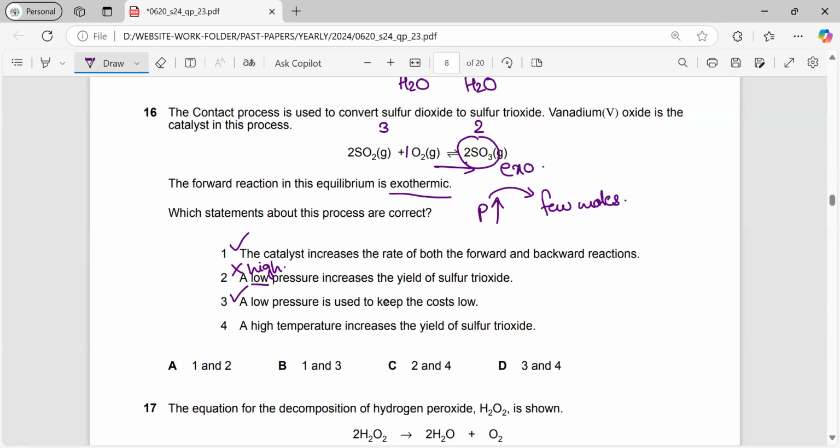A high temperature increases the yield of sulfur trioxide. This is also not correct, because the forward side, in which sulfur trioxide is being made, is exothermic. So it means we will decrease the temperature to keep the system moving towards the exothermic side. So we need low temperature, and low temperature increases the yield of sulfur trioxide. When we lower the temperature, the system will move towards the exothermic side and sulfur trioxide will increase. So the answer is 1 and 3.